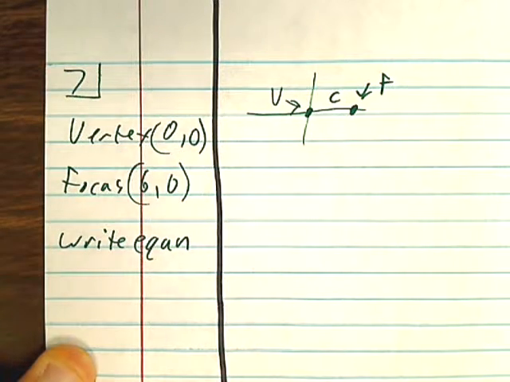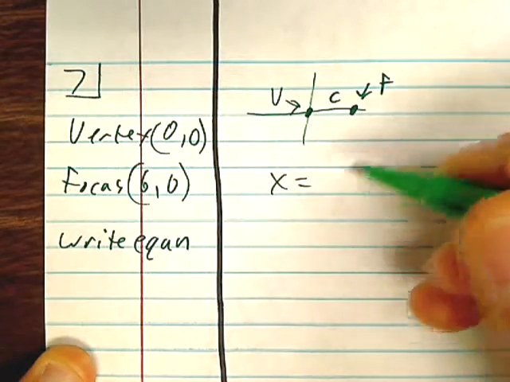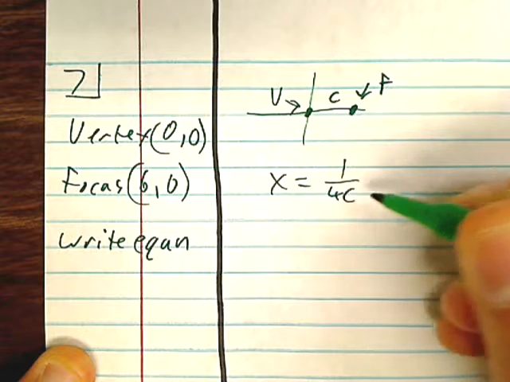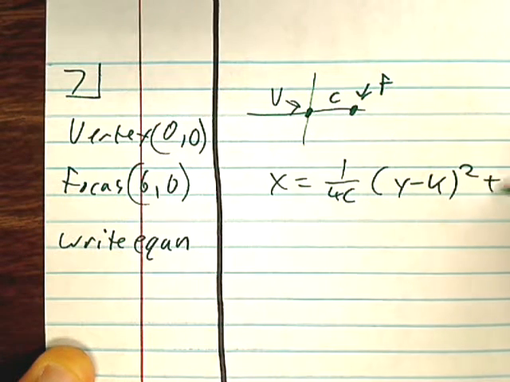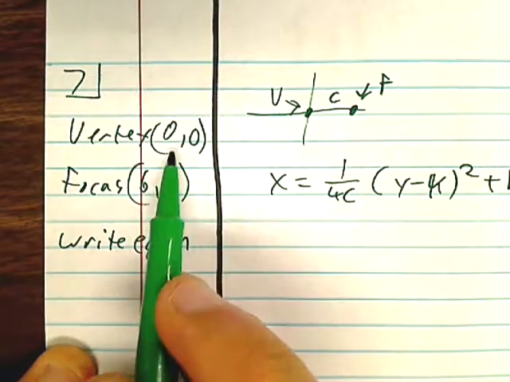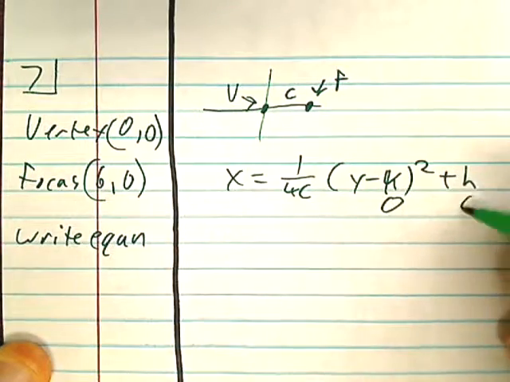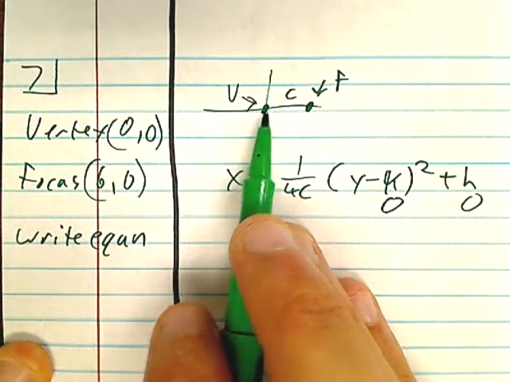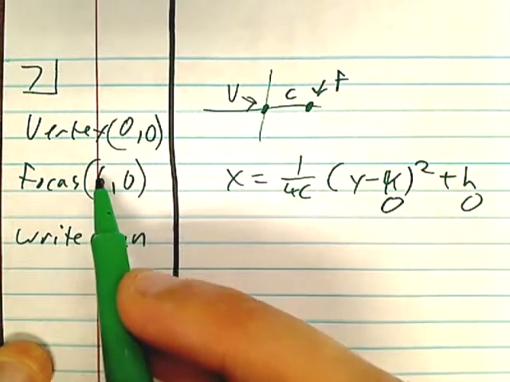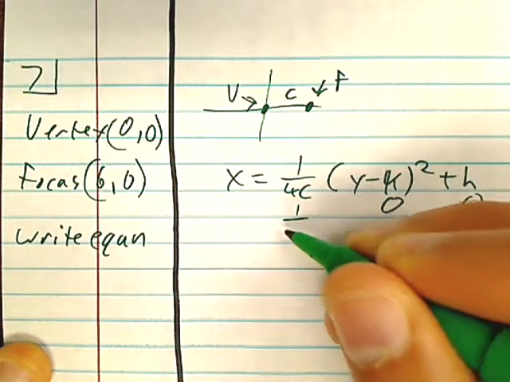Okay, I'm back. Hoorah! So let's write out the equation. For a left-right parabola, it's x equals 1 over 4c times (y minus k) squared plus h. The coordinates of the vertex are h and k, so h and k are both 0. The value of c is the distance between v and f. Well, what's the distance? 6. You're going to be able to count that off.